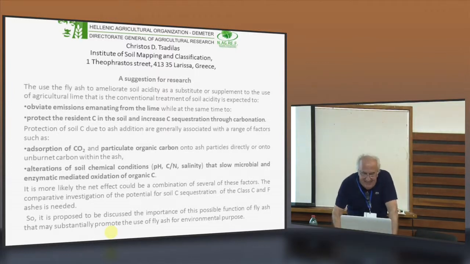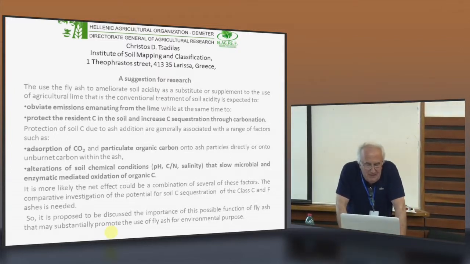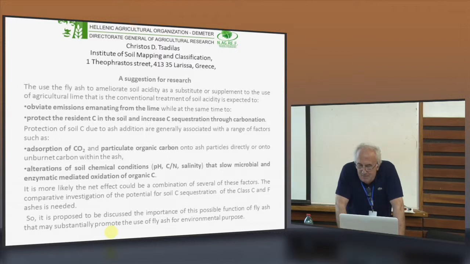Okay. A little bit more systematically, the idea that I talked about before is somehow like this: the use of fly ash to ameliorate soil acidity, as a substitute or supplement to the use of agricultural lime, which is the conventional treatment of soil acidity, is expected to obviate emissions emanating from the lime, while at the same time it is expected to protect the resident carbon in the soil and increase carbon sequestration through carbonation.